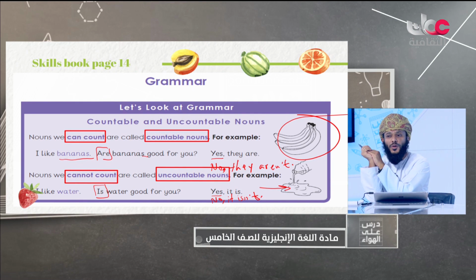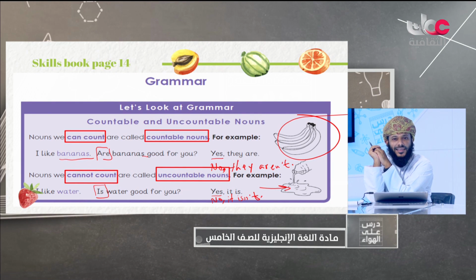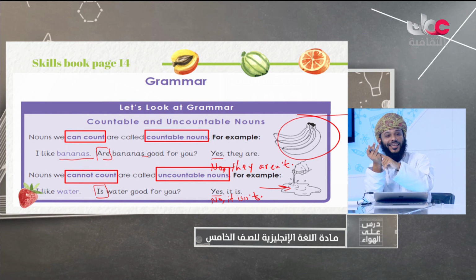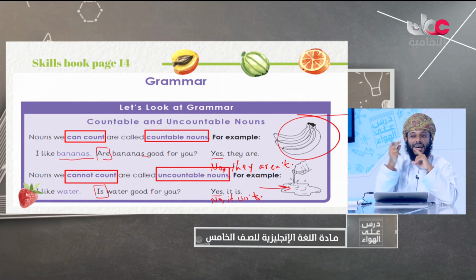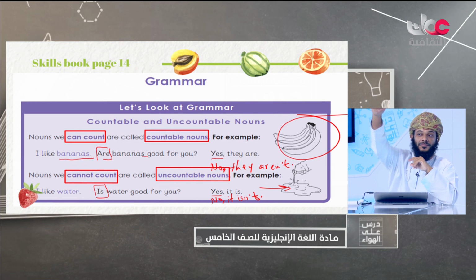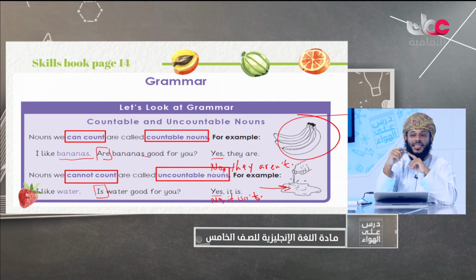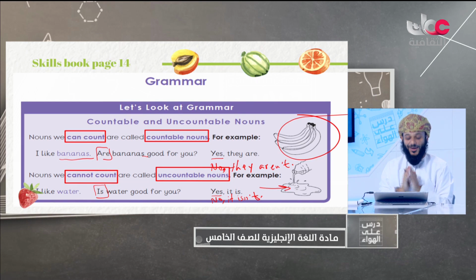Yalla, now, can you name some countable nouns? Yes, Hiba? Thank you. A pencil, pencils. Thank you. A class, classes. Well done, bless you. Yes, Alfaisal. Schools. Thank you. A teacher. Teachers. Thank you very much, Alfaisal.